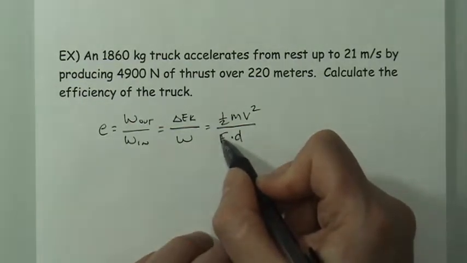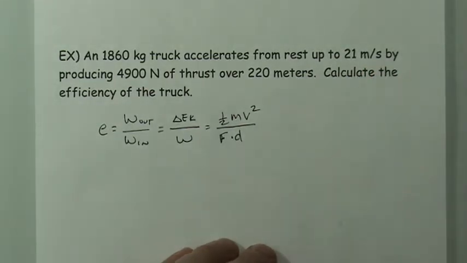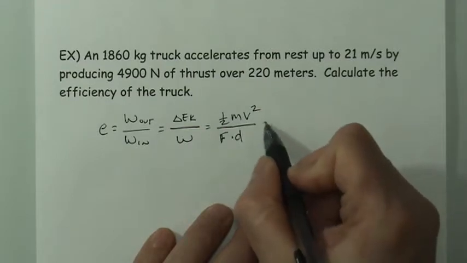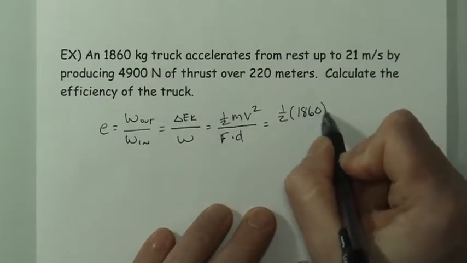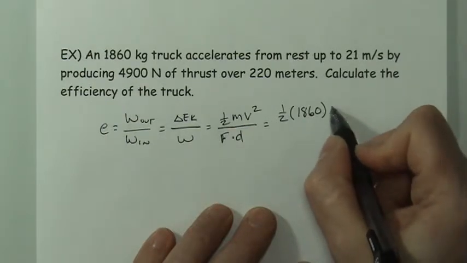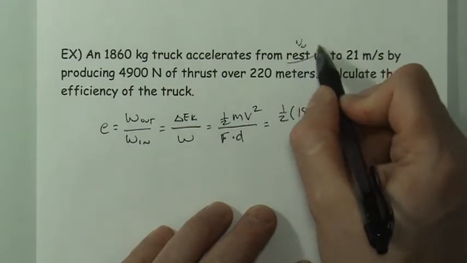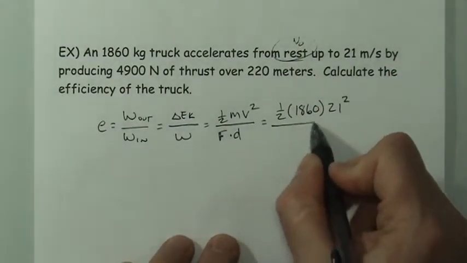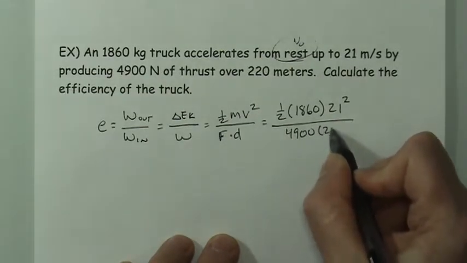The force that a car exerts is based on the friction between the tires and the road, so that force is always going to be parallel to the direction of the displacement. So we can go ahead and put the numbers in. 1/2 the mass of the truck, 1860, times the velocity squared, which is 21 squared. Obviously the initial velocity was 0, so we can just ignore that portion. And then on the bottom we end up with 4,900 times 220.